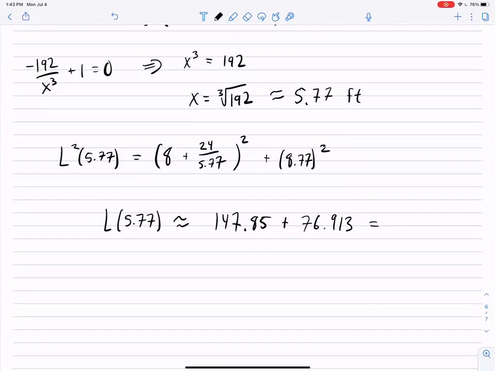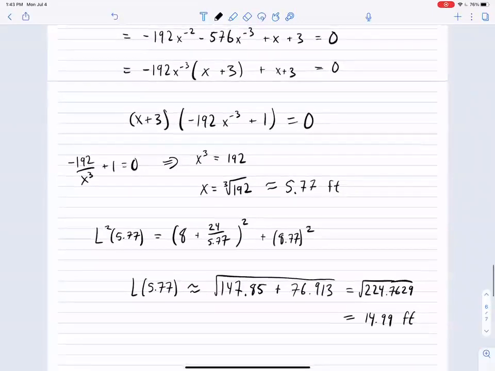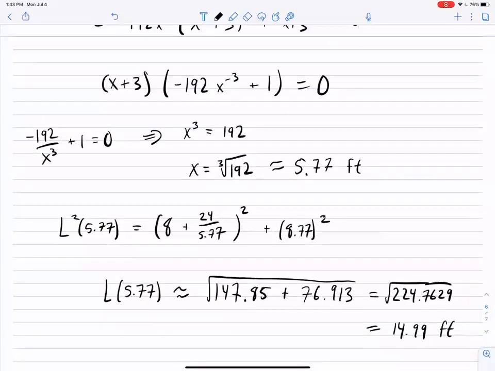Oh, I need the square root, sorry. Square root of 224.7629, and that is equal to about 14.99 feet. And so the best ladder has about 15 feet. So a 15-foot ladder would get the job done, would clear it. So that's kind of a cool, useful problem. And that should get you through the optimization problems.